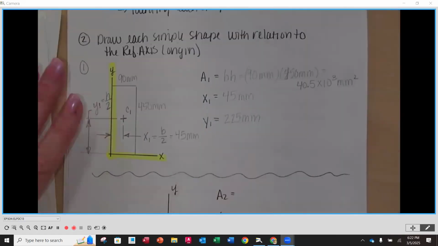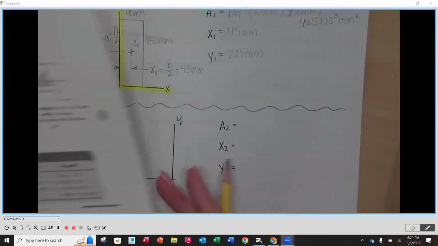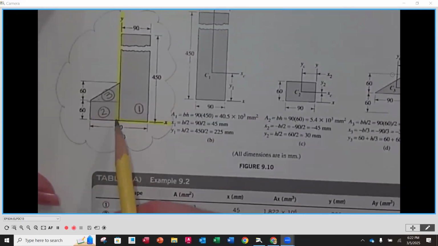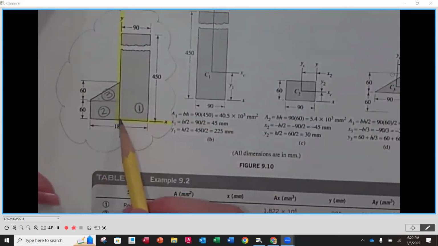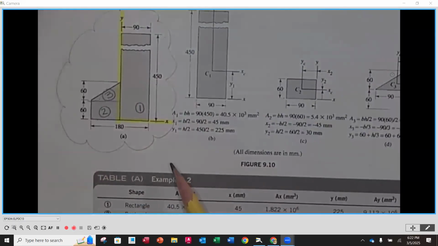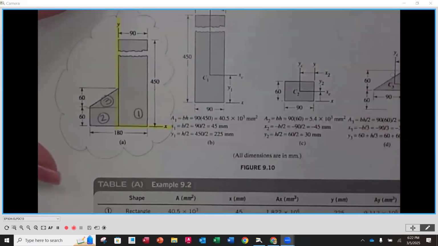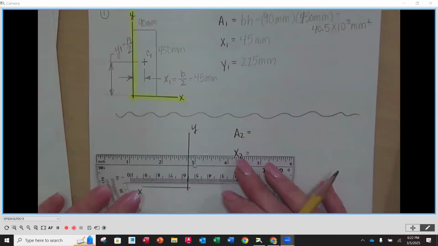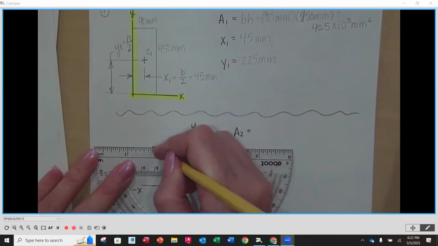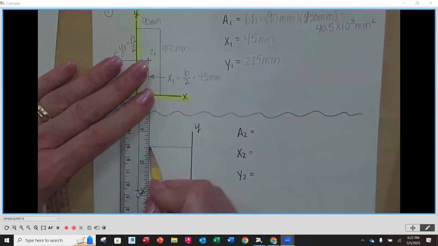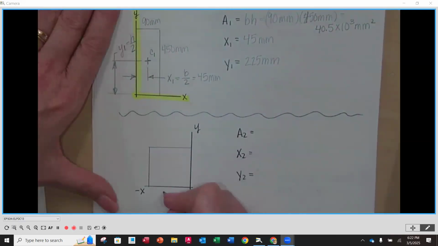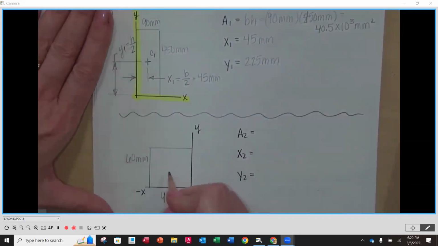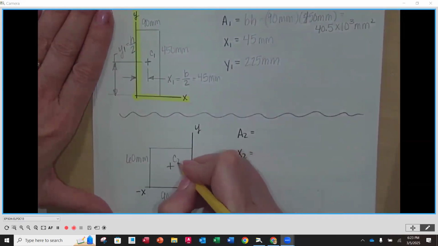Let's look at shape number 2. Shape number 2, zoom back in here, is going to be right here. So it's on the left-hand side of our y-axis. It's a rectangle that's 60 millimeters high, and it would be 90 millimeters wide. Okay, so we're going to draw a rectangle, and its lower right-hand corner is going to be at that 0,0. Okay, so this is 90 millimeters, and the height is going to be 60 millimeters. Centroid number 2.